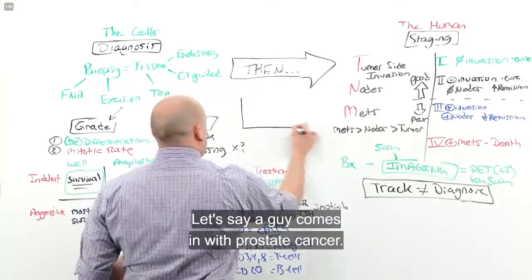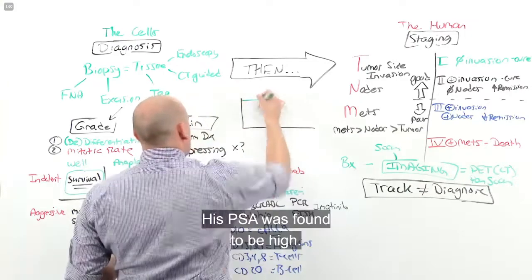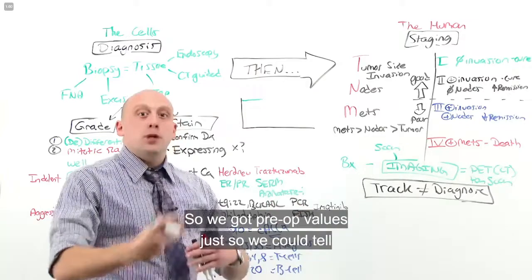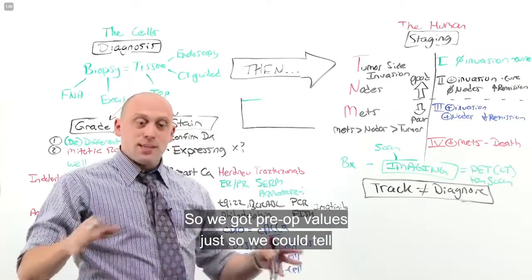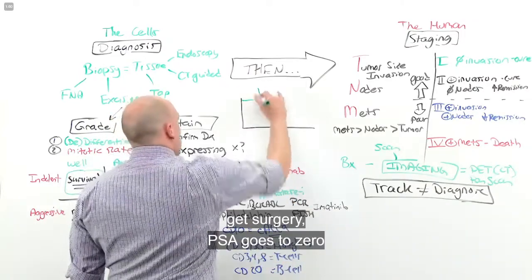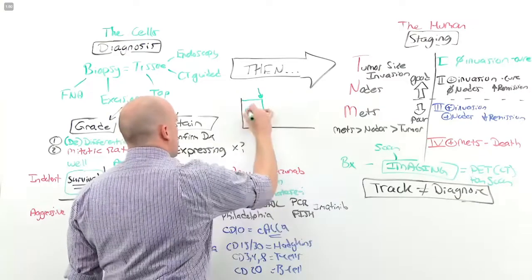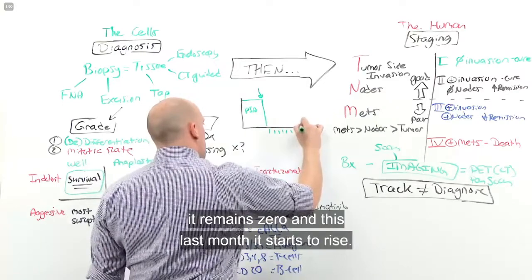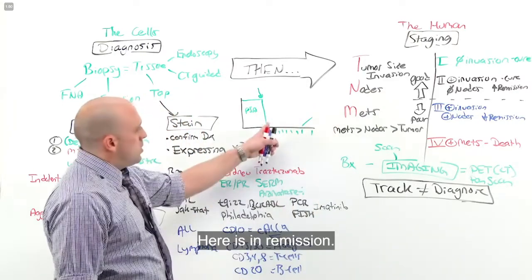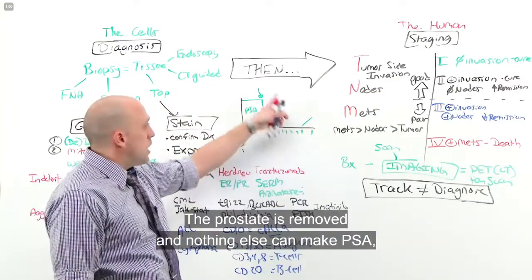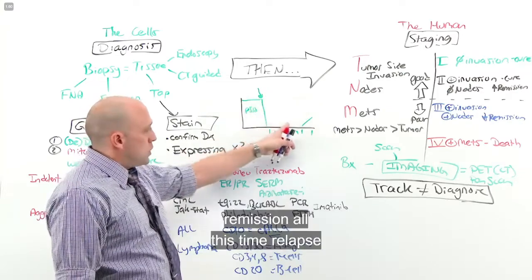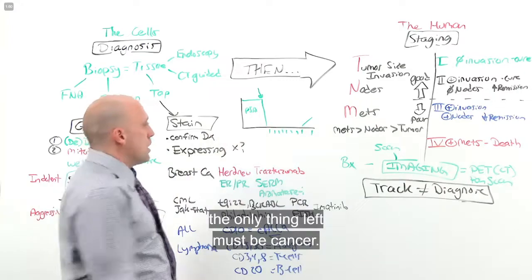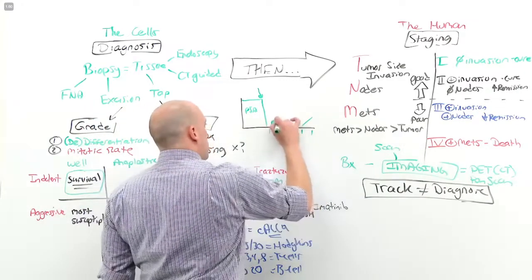Let's say a guy comes in with prostate cancer. His PSA was found to be high. Now, his PSA was high because it's prostate cancer, and we were preparing to do surgery, so we got pre-op values, just so we could tell, is there relapse or remission? It's surgery. PSA goes to 0. And then we check every month. It remains 0. And this last month, it starts to rise. Here he is in remission. The prostate is removed and nothing else can make PSA. Remission all this time, relapse if something's making PSA. And since he doesn't have a prostate, the only thing left must be the cancer.